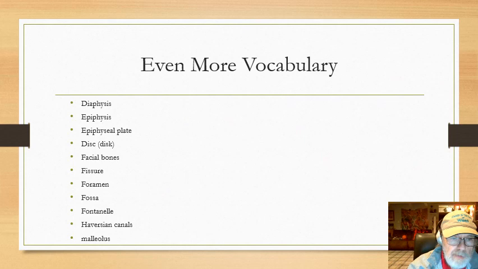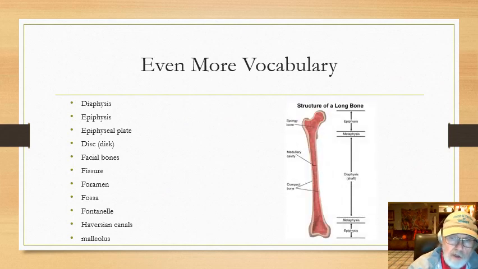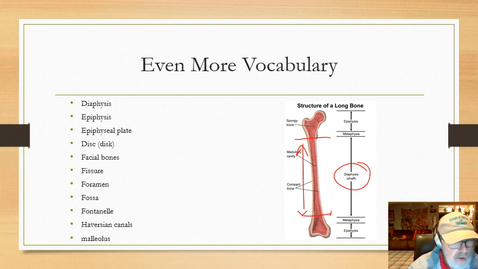More vocabulary: diaphysis. If we look at a long bone, this is a long bone we have here, this area right here, from here to about here, is called the shaft or the diaphysis. So the middle portion of the bone is called the diaphysis. I'll have some more images of this in another video. So this area right here is called the diaphysis.